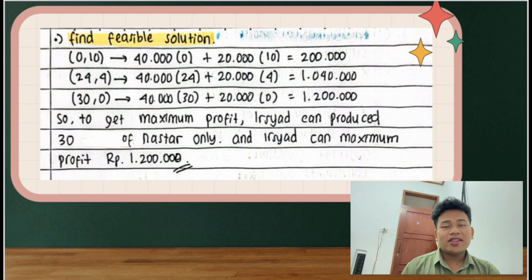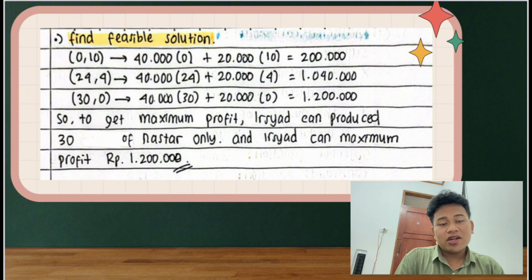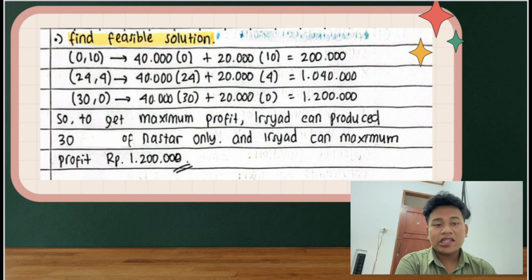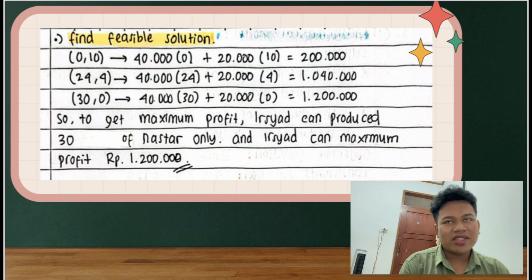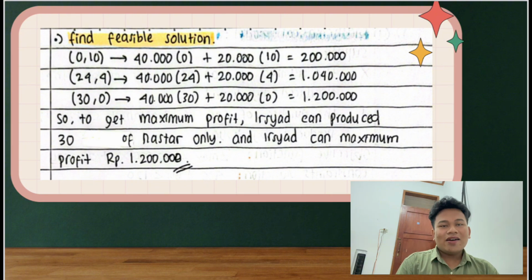Then we find the feasible solution. By substituting the 3 points we have obtained into the objective function, we get for (0, 10): 40,000 times 0 plus 20,000 times 10 is equal to 200,000. Okay, this is from the objective function in this case.